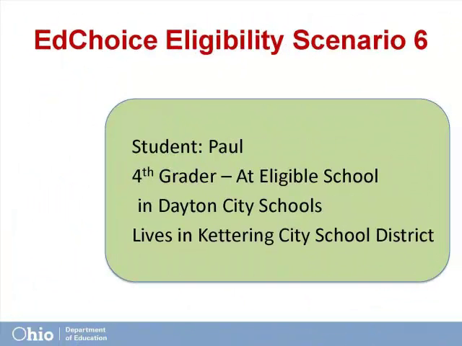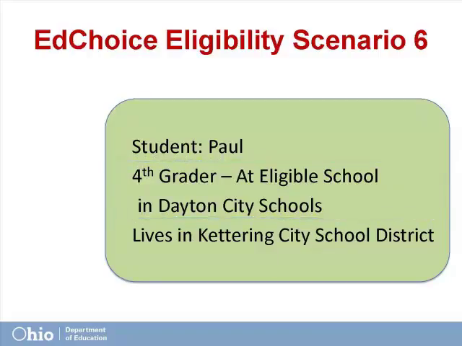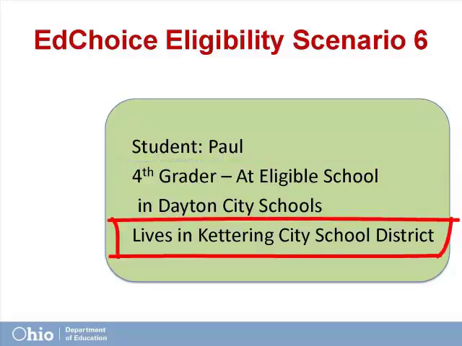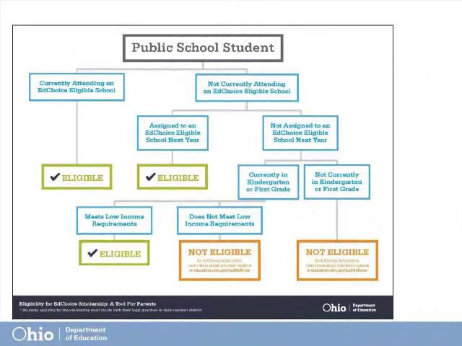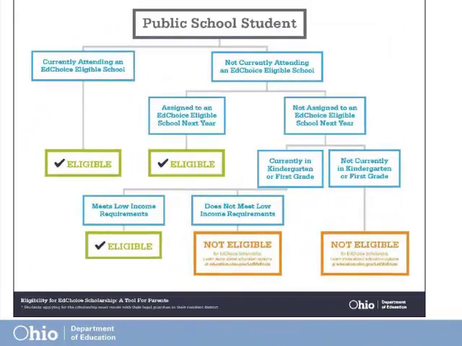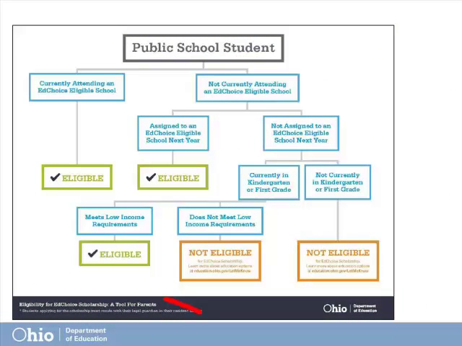Our next example is Paul, a 4th grade student currently attending an eligible school in the Dayton City School District. However, Paul and his family live in the Kettering School District. Is Paul eligible because he attends an eligible building? No. Students applying for the scholarship must reside with their legal guardian in their resident district. This student, Paul, resides in the Kettering School District, but has chosen to attend the eligible school.